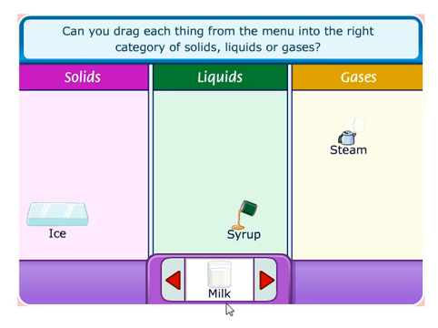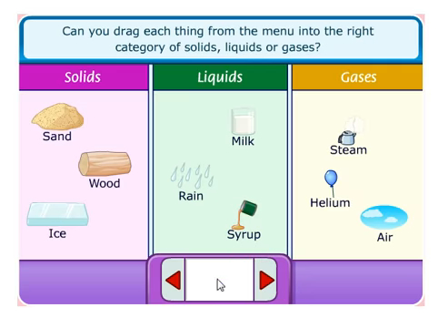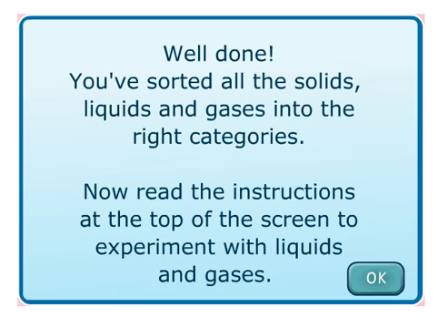This artifact is very basic and only challenges the user's knowledge and does not incorporate any deep understanding into the topic. The artifact only has one level, and once completed, a screen comes up saying, "Well done, you've sorted all the solids, liquids and gases into the right categories." This does not give the user any satisfaction once completed. It makes it feel like the activity was a waste of time.